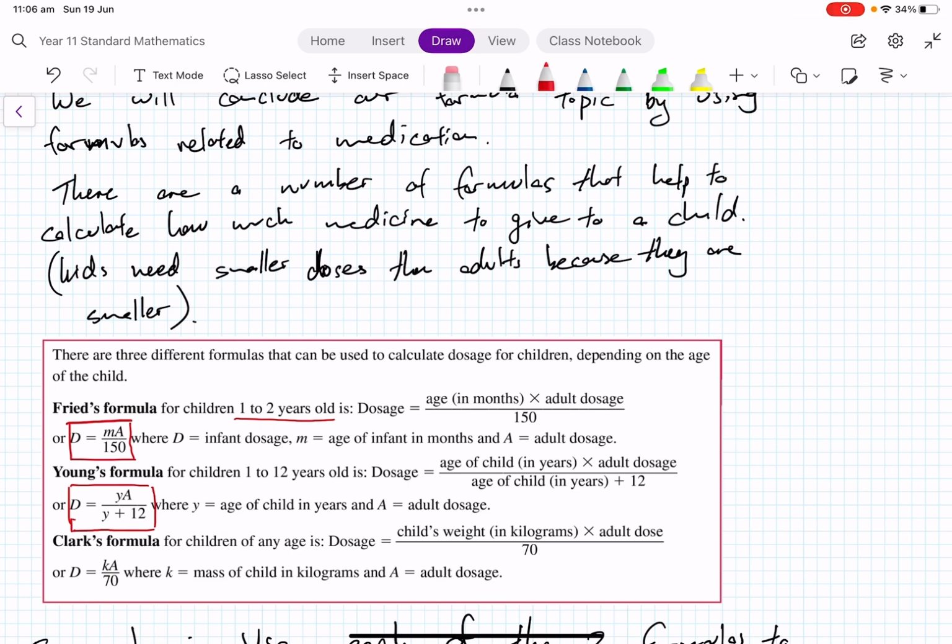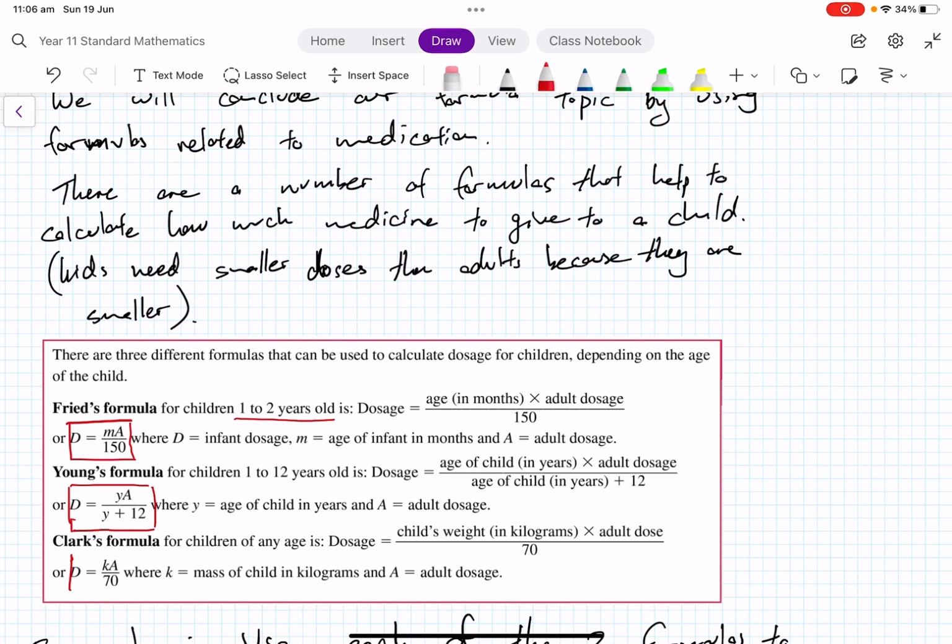But what's the problem if you have an age-based formula versus the last one, which is Clark's formula, which is weight? Young's formula is age of child in years times adult dosage over age of child in years plus 12. And the final one is Clark's formula, which is child's weight in kilograms times adult dose over 70.